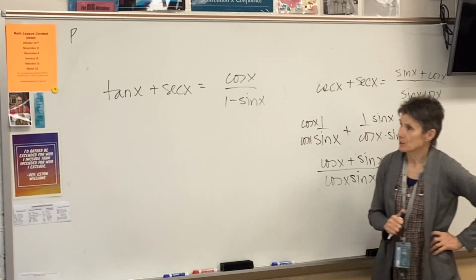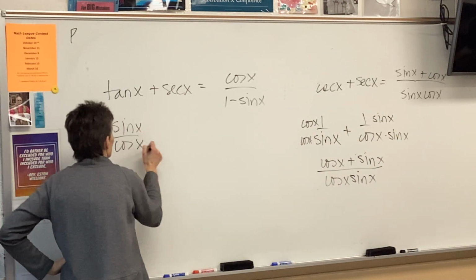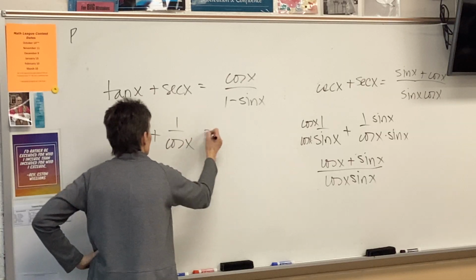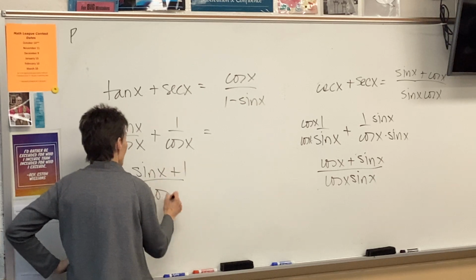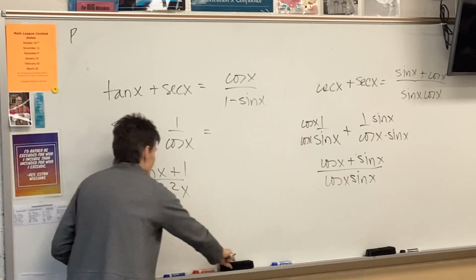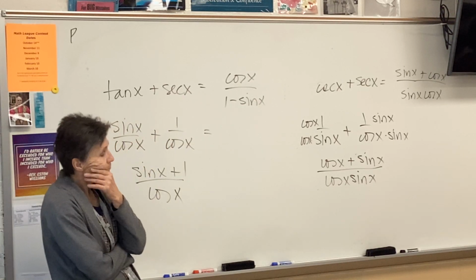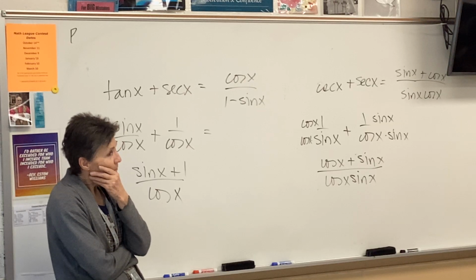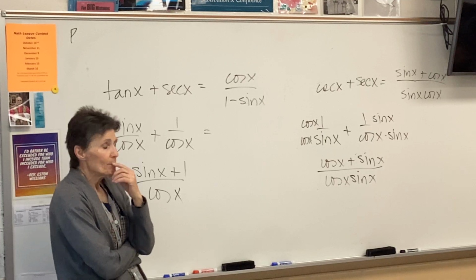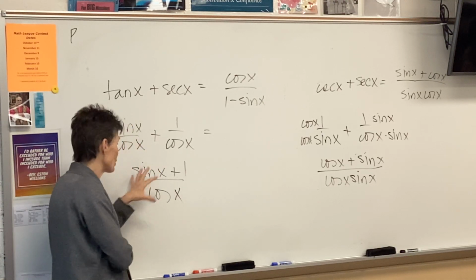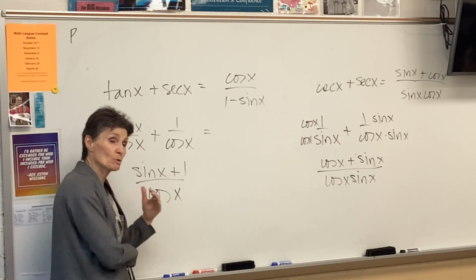All right, so what do you want to do first? Sine over cosine plus 1 over cosine. Already have a common denominator, so now we're here. Oh, now at this point, you have to get creative because you can't change any of that. Sines are sines, cosines are cosines. If they were squared, I could change them.